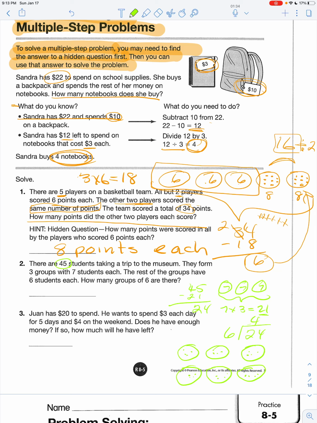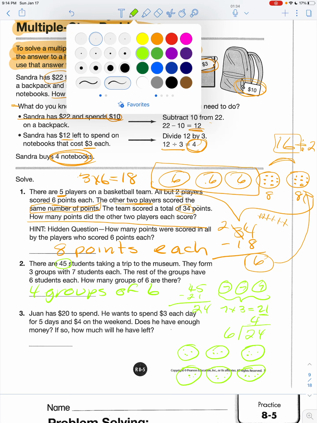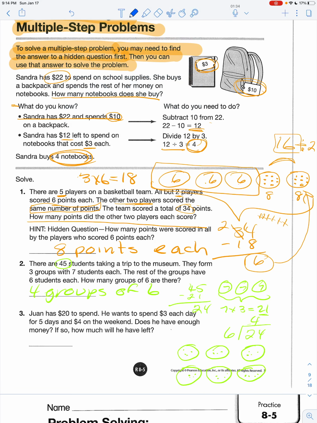So how many groups of 6 are there? There are 4 groups of 6. And number 3, go ahead and pause the video and come back and let's do it together. All right, welcome back. Number 3, Juan has $20 to spend. He wants to spend $3 each day for 5 days and $4 on the weekend. Does he have enough money? If so, how much will he have left?